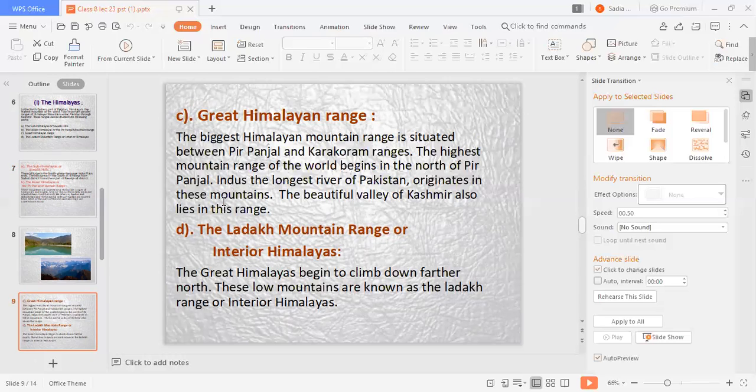When the heavy snowfall happens, and after that in summer season when the snow melts with the sunlight, then this river, Indus River, the longest river of Pakistan, which originates in these mountains, this river will be full of water in the monsoon season, or when the ice melts, then when the snow melts, then this river flows very fast. Is it clear?